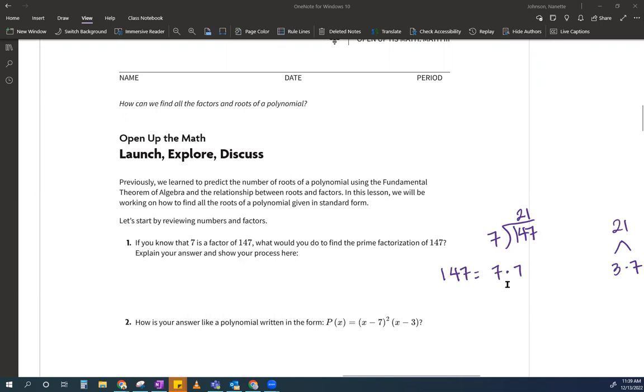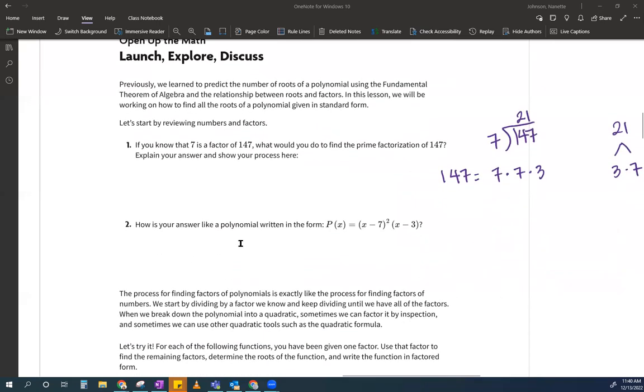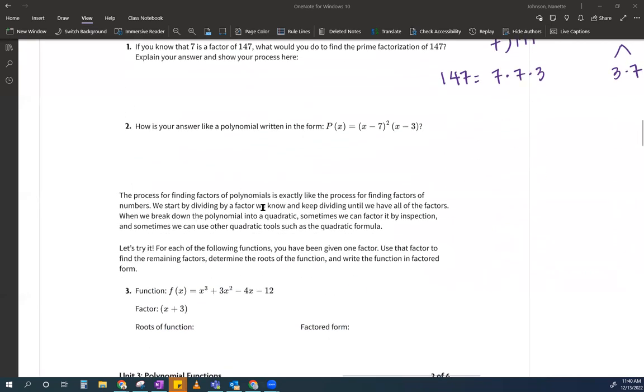So that's basically what we're doing. We're going to take a polynomial and write it in factored form. Factored form looks like parentheses, parentheses, parentheses. Does that make sense? So the polynomial is like 7, 7, and 3. Do you all see the analogy? The process for finding factors of a polynomial is exactly like the process for finding factors of numbers. We start by dividing by a factor we know, and then we keep dividing until we find all the factors.